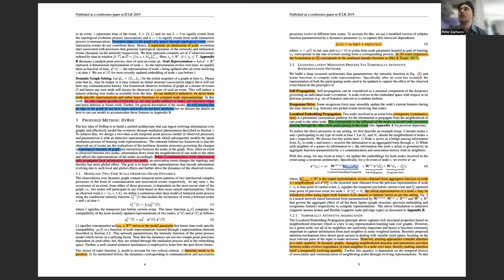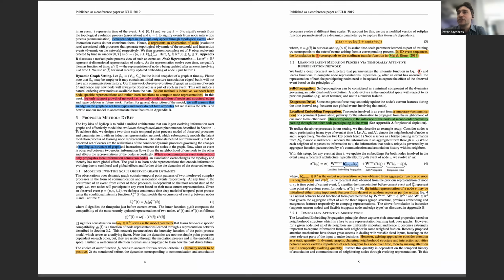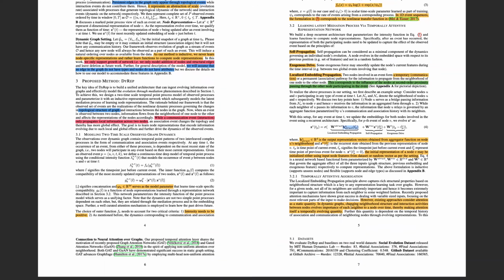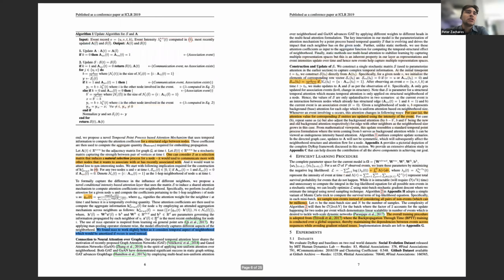Okay, so the last step in defining their method is this temporally attentive aggregation function, which is actually pretty simple. All the different parts of this model are really simple, which is one of the things I appreciated about it. So, what's their aggregation function? Essentially, we'll just get to that first. Where is it defined? Oh no, it's here. This is the aggregation function they use.